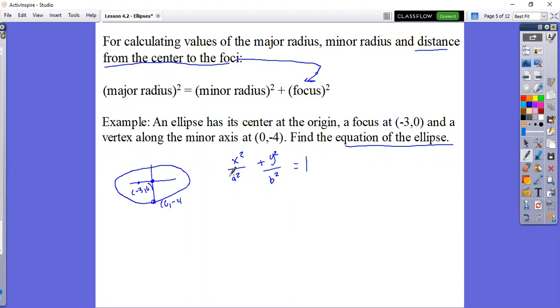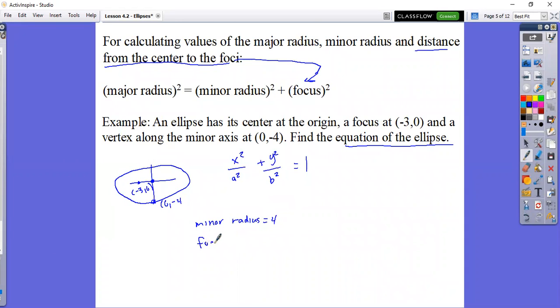And I know in this case that the x direction will be the major radius because if the focus is on the x-axis, then the x-axis here is actually the major radius, or sorry, the major axis. So I can use this equation up here. Major radius squared is equal to minor radius squared plus focus squared. So the minor radius is the distance from the center to this point. So the minor radius would be equal to 4.